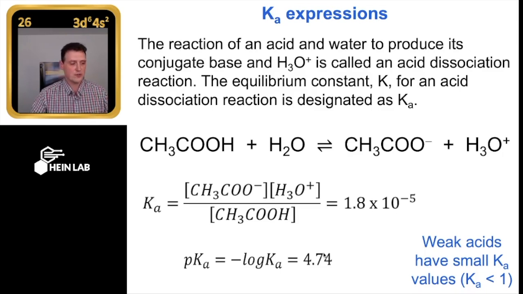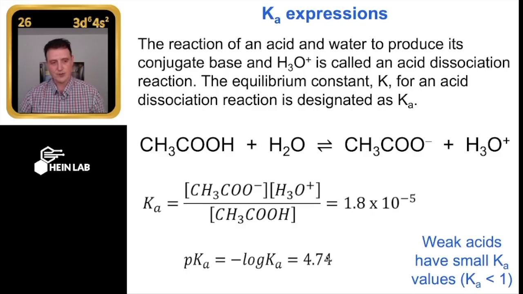Now, two things to note. What we've said before, this is a weak acid. The Ka agrees with that. This value here, the equilibrium constant, is 1.8 times 10 to the minus 5. It's much, much less than 1. So that fits. This is a weak acid. That's how we're seeing this in terms of its physical constant.